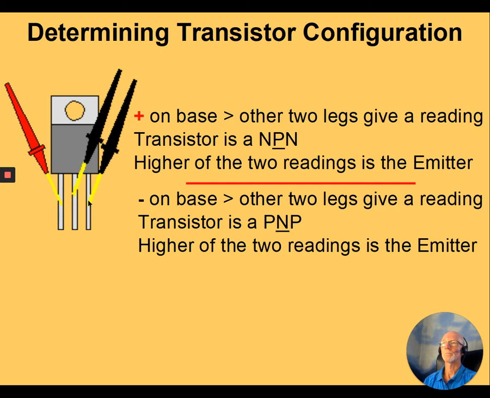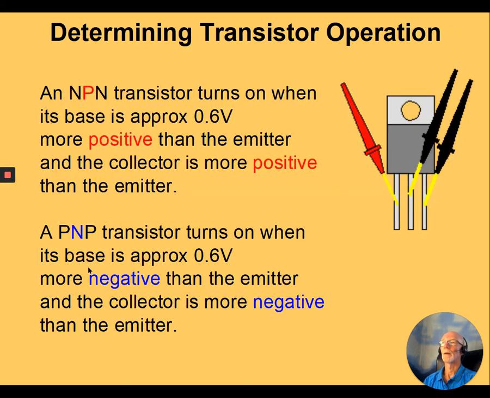All we have to do is keep juggling around our leads until we find that we keep one lead still and the other 2 legs give us 2 readings. So for a PNP transistor, we would keep the black lead still on one of the legs and move the red lead between 2 legs and get readings.